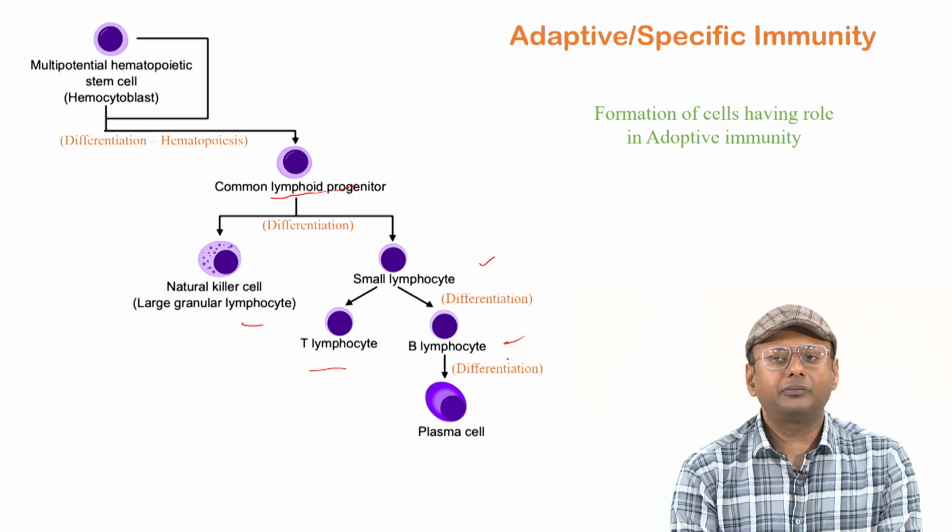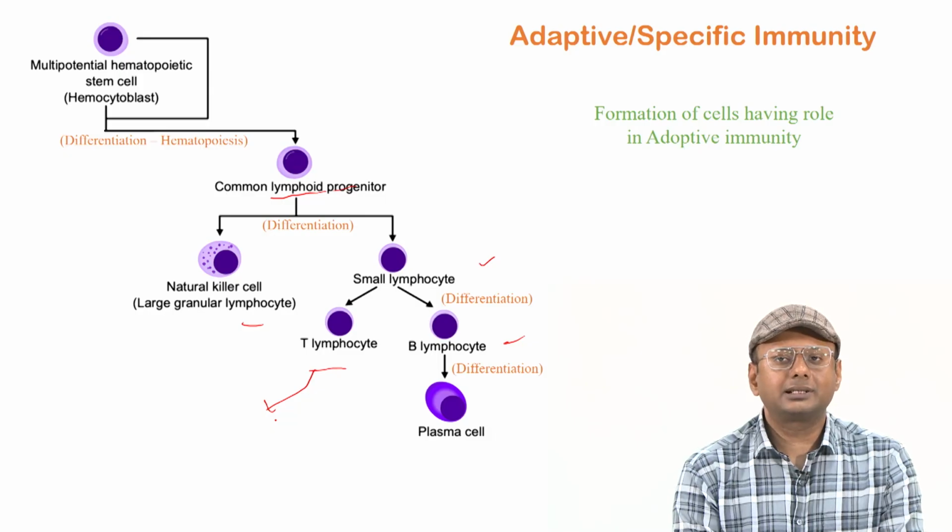And as you know, from B lymphocytes, plasma cells or memory B cells can also generate. And for T lymphocytes also there are different categories, you remember, right: helper T cells, cytotoxic T cells, memory T cells. So, these different classes of T cells also can develop.